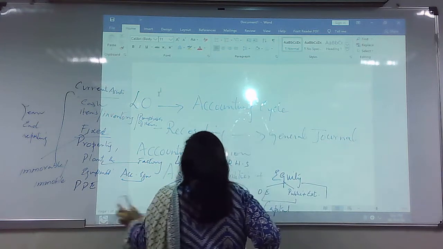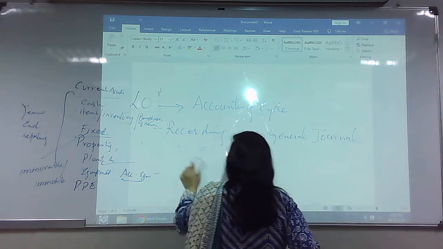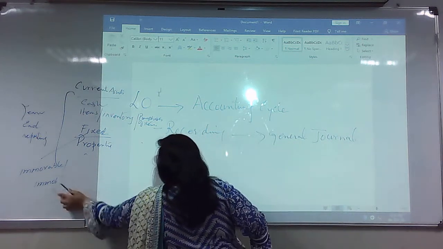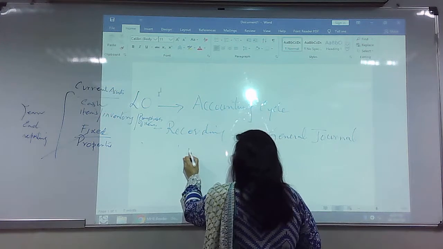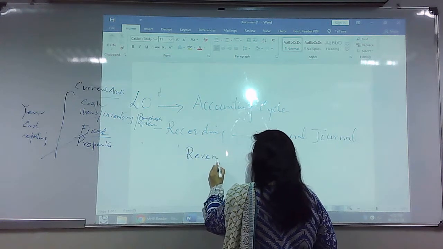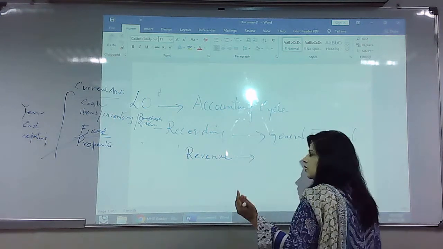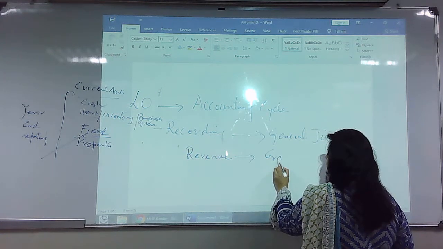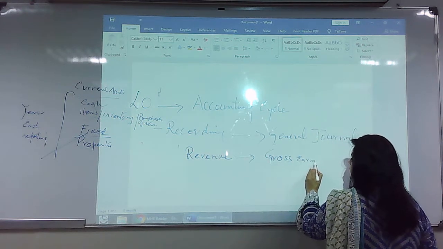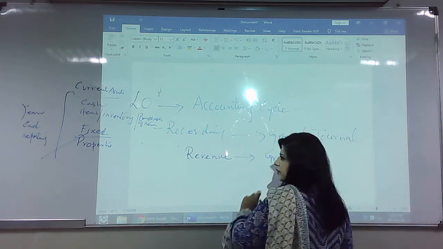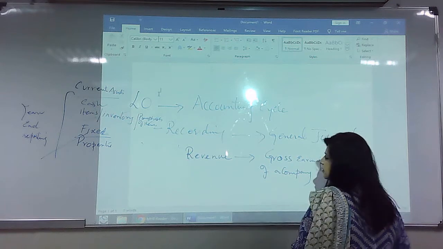Okay, so as we proceed, you will be able to understand. Now, again, we have a term which is known as revenue. Revenue is gross earnings of a company. Okay? They are gross earnings of a company, but the company as yet has not incurred any expenses.